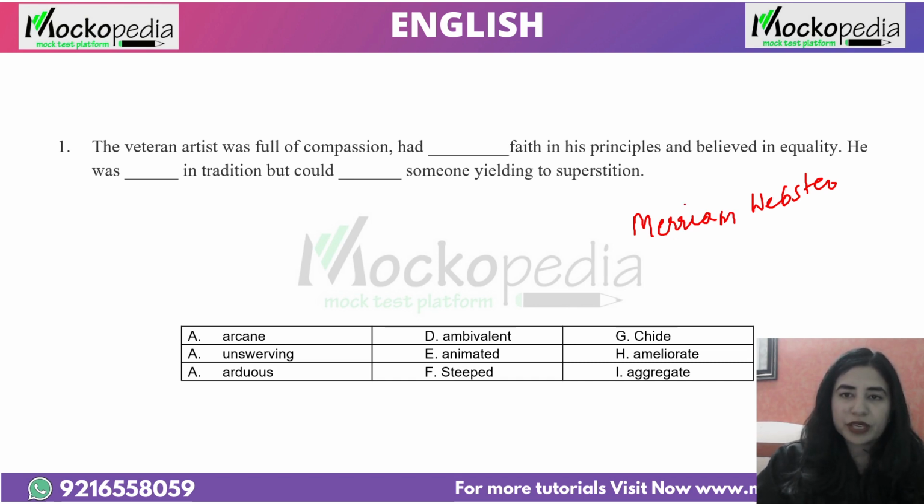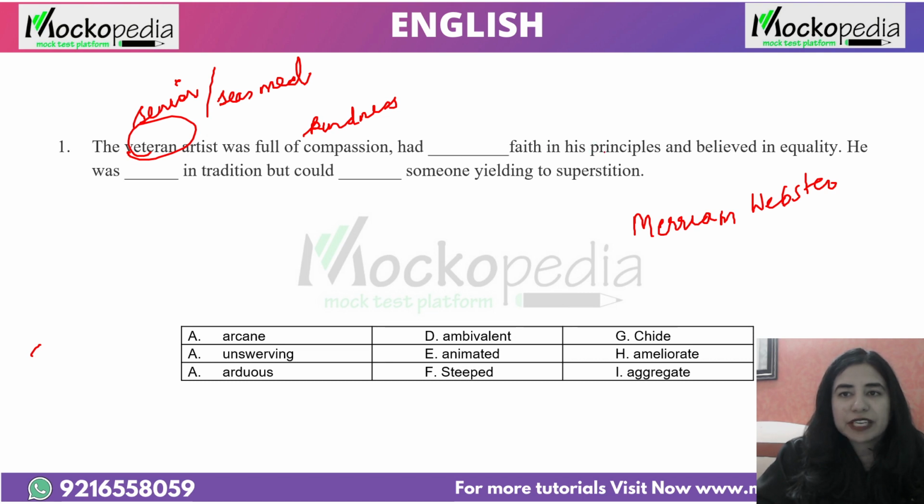Let's try solving it together now. The veteran. So veteran means senior artist. Okay. So let me just write the meaning of this word. You can write down the meaning of the words that you're finding new. Senior. So veteran cricketer, a senior, seasoned. Seasoned is also a word that you can use. Artist was full of compassion. Compassion is kindness. Had dash faith in his principles and believed in equality.